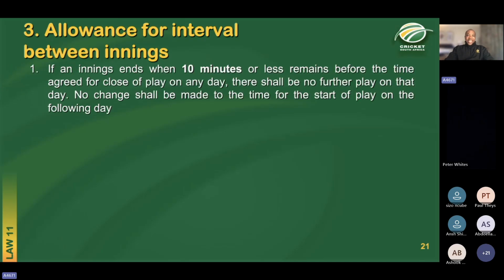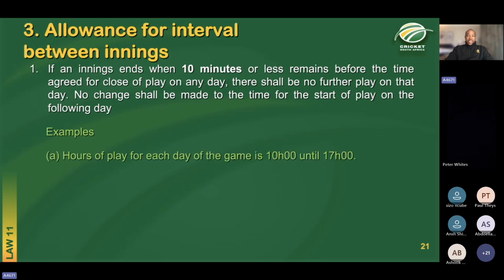Now, if an innings ends when 10 minutes or less remains before the time agreed for close of play on any day, there shall be no further play on that day, and there shall be no change made to the time for the start of play on the following day.